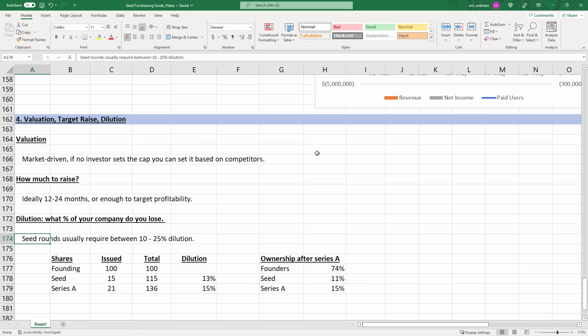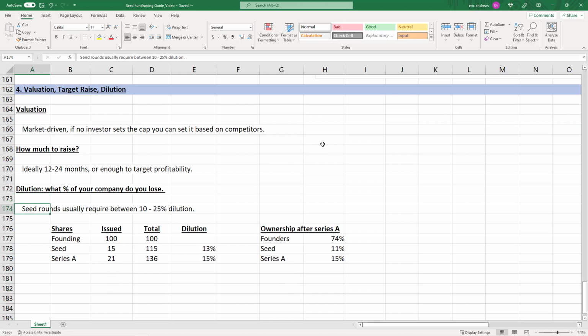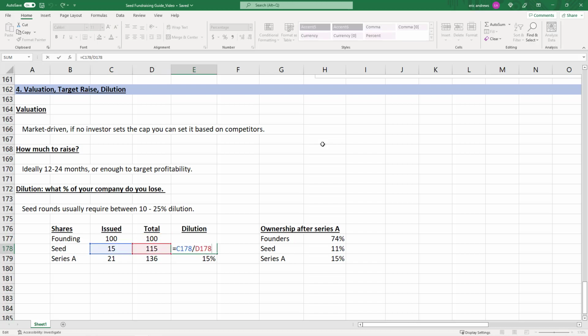And then dilution, what percentage of your company do you lose? Seed rounds usually require 10 to 25% dilution, it depends, but that's a range you should expect. The way dilution is actually calculated works like this. You'd have founders, and they would have, let's say, 100 shares each, the founding team. In your seed round, you might issue an additional 15 shares. So your total shares would actually be 115. And so your founders would get diluted effectively 13%, because of the 115 shares, they effectively own 13% less of the company now.